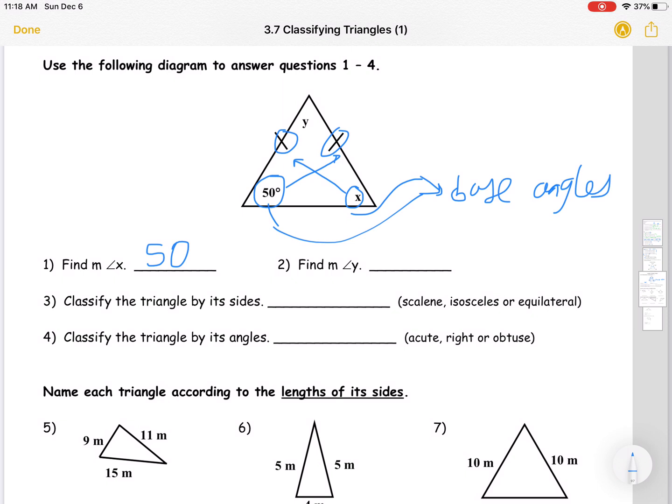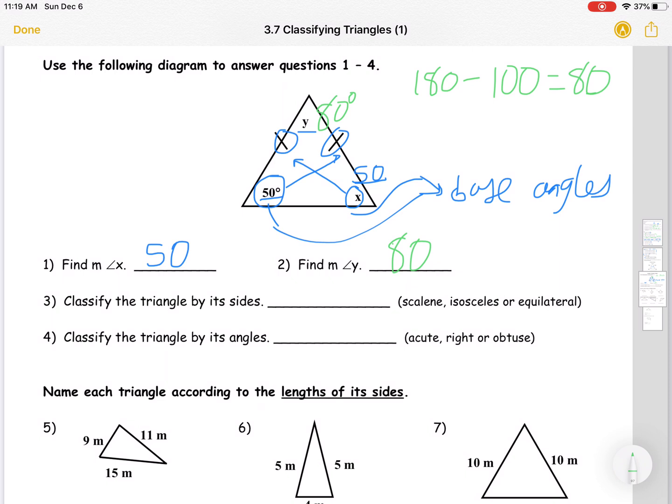Now find the measure of angle y. Well, I know that this is 50, this is 50, and I don't know what y is, but I do know that the sum of all my angles has to be 180. So 50 plus 50 gives me 100, and I know that my sum has to equal 180. If I subtract 180 minus 100, I'm going to get 80 degrees. So that means that y has to be 80 degrees.